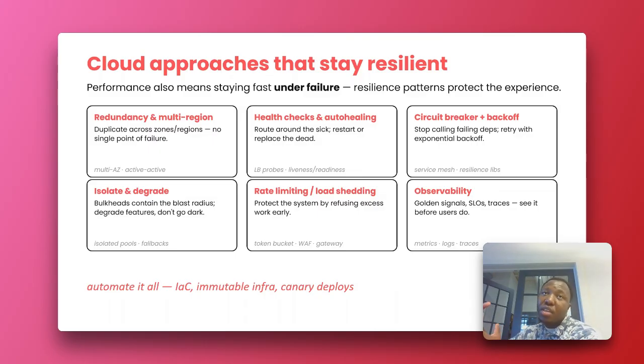Sometimes there's a service in a zone that's down. So what you could do is deploy your service across multiple regions or zones. That way, if one zone or one region is affected, you could route your traffic to the more healthy region. And then another thing you can do is introduce health checks.